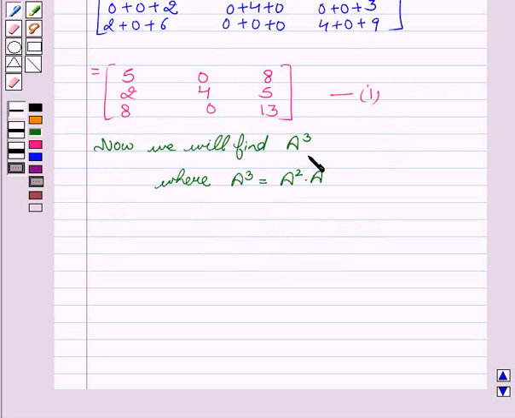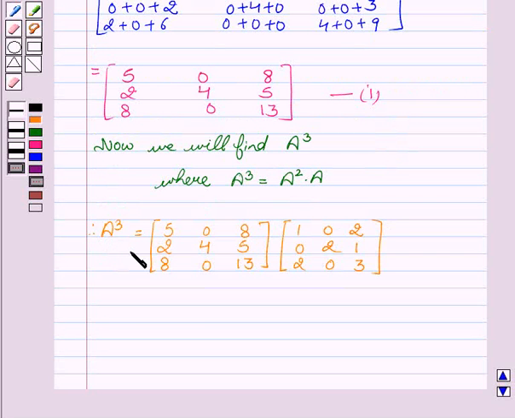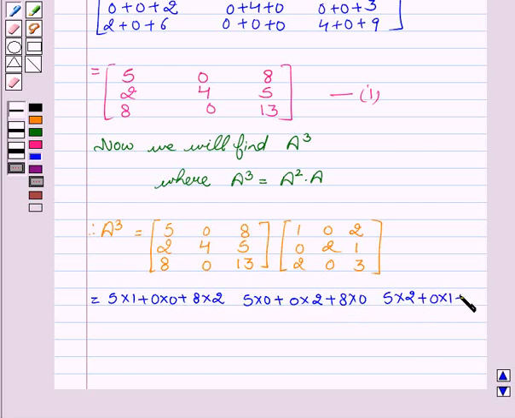Now we will find A cube, where A cube equal to A square into A. It can be written as A cube equal to A square, that is 5, 0, 8, 2, 4, 5, 8, 0, 13, into matrix 1, 0, 2, 0, 2, 1, 2, 0, 3, which is A. So therefore A cube equal to 5 into 1 plus 0 into 0 plus 8 into 2. Then 5 into 0 plus 0 into 2 plus 8 into 0, 5 into 2 plus 0 into 1 plus 8 into 3. Now we'll write for the second row and third row.